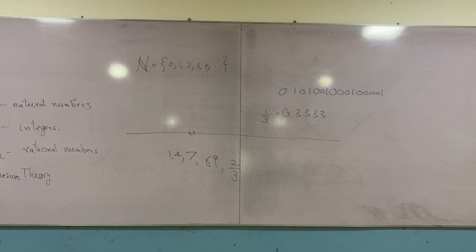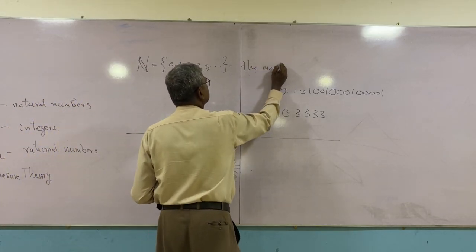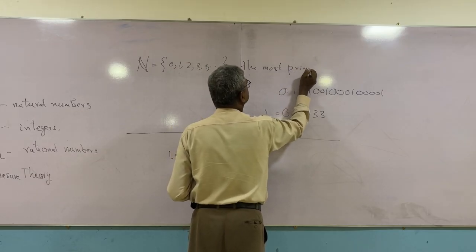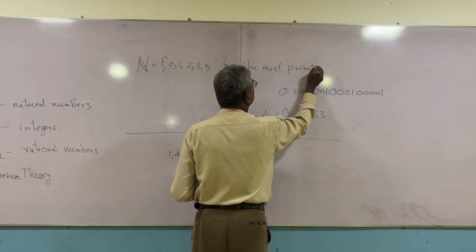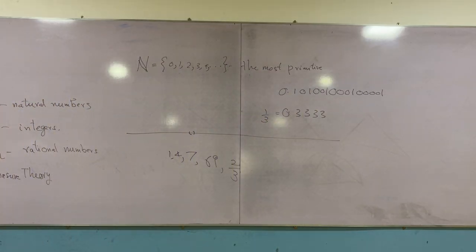The natural numbers are the most primitive of the number systems. The simplest one. However, using these numbers, we build integers out of them. Integers means this one, no? Positive integers, negative integers, and 0. All of them are integers.